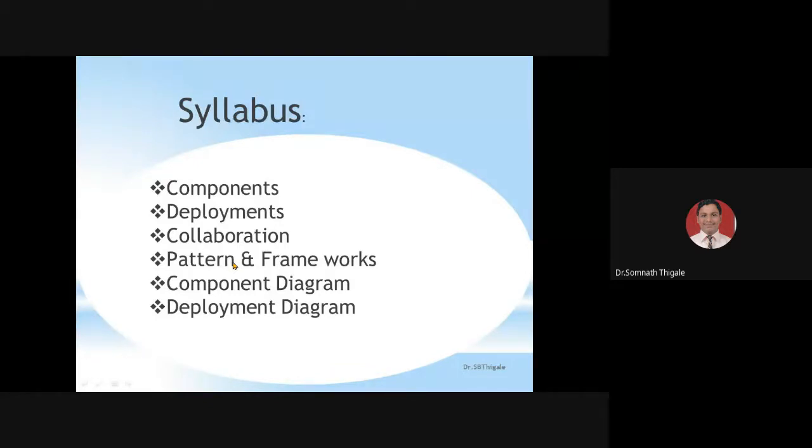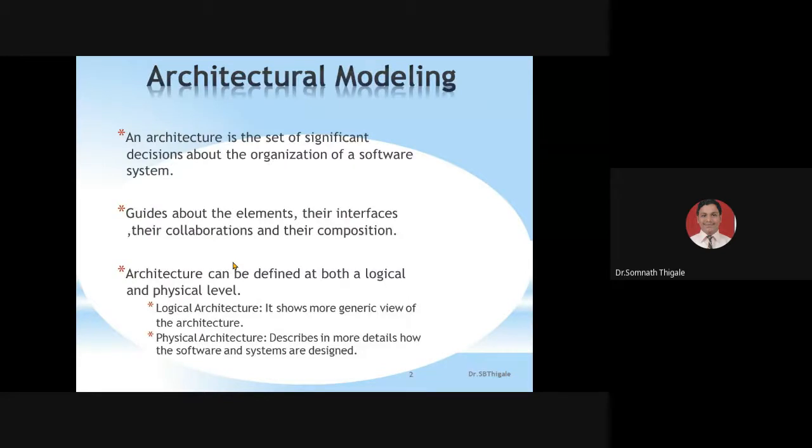Okay, so we will discuss what a component is. Before that, just the basic idea about architectural modeling. An architecture is the set of significant decisions about the organization of a software system. It provides the guidelines: what should be there, how you are going to organize the different elements, which different systems will be involved in the interactions, and how the interactions will take place. That can be represented in two styles. One is a logical architecture and the second is a physical architecture.